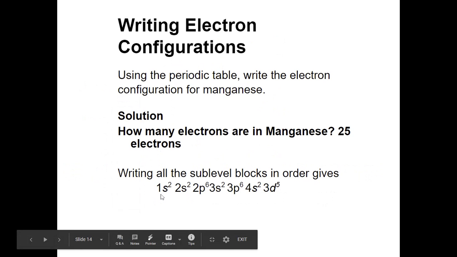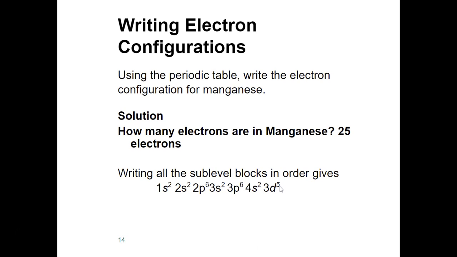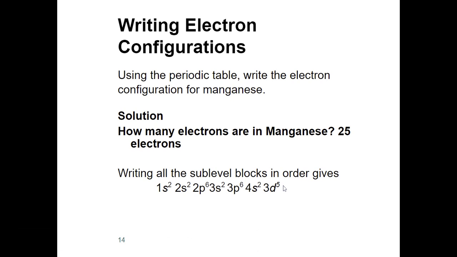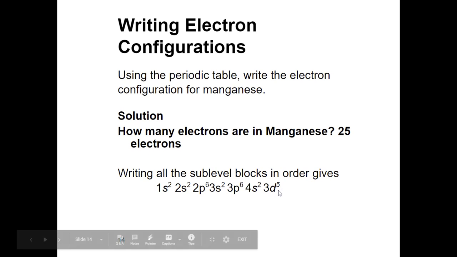1s2, 2s2, 2p6, that's already 10, 3s2, 3p6, 4s2, 3d5. So let's count. 10, 12 plus 6, 18, 20, 25. D can hold up to 10, but only 5 electrons for D, because it's only 25. If you put more than that, it's not going to be manganese anymore.